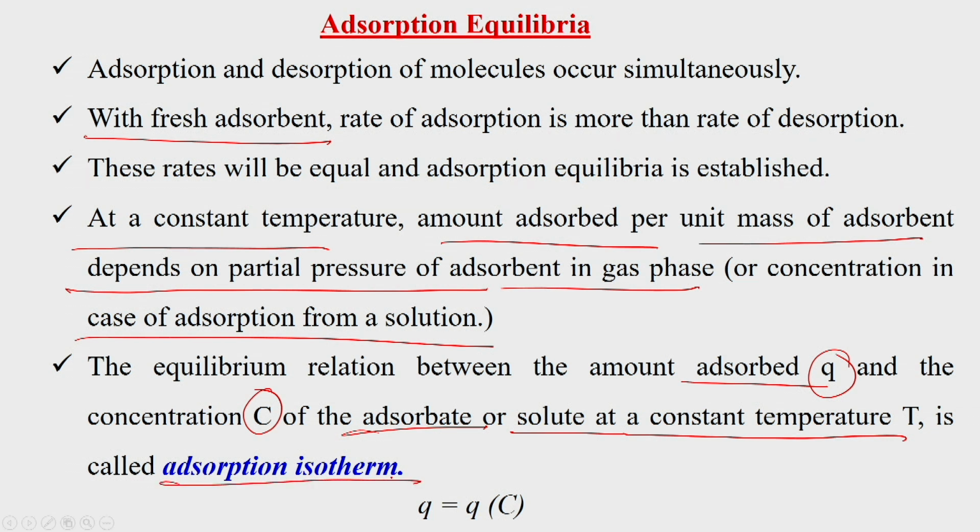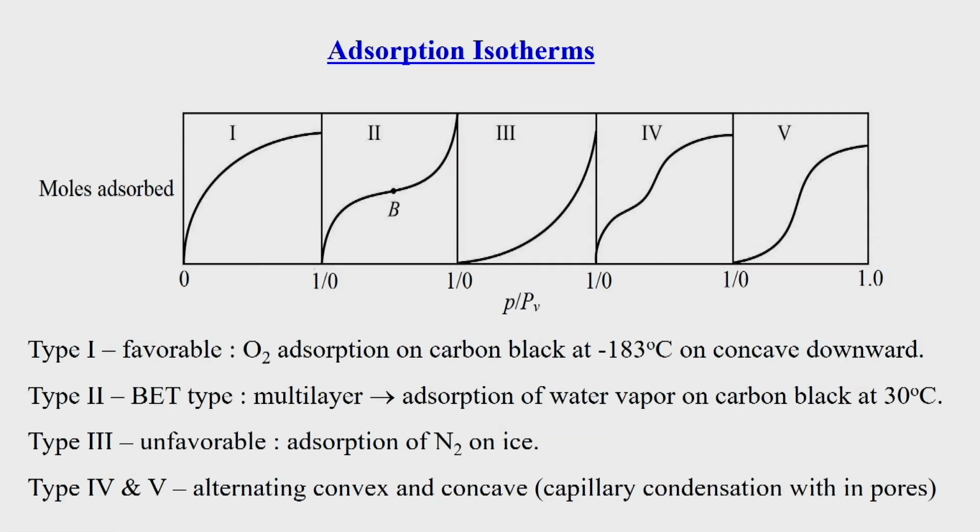When adsorption equilibrium is reached, that is, when the rate of adsorption and the rate of desorption are the same, the relation between the amount adsorbed Q and the concentration of the adsorbate is called the adsorption isotherm, given by Q as a function of C. There are 5 different types of adsorption isotherms.